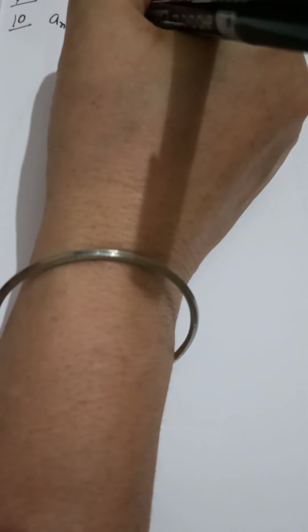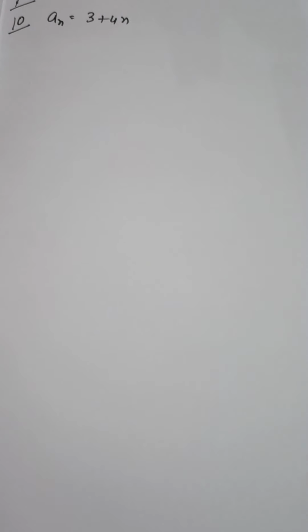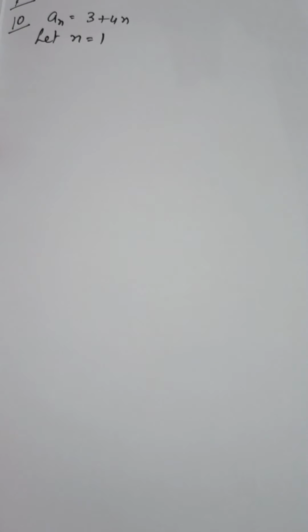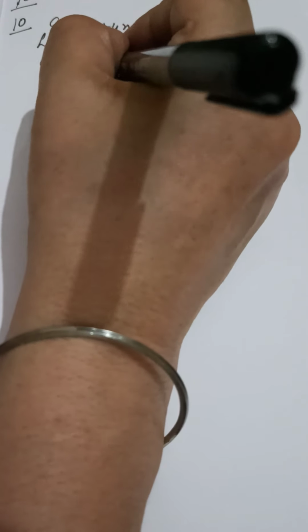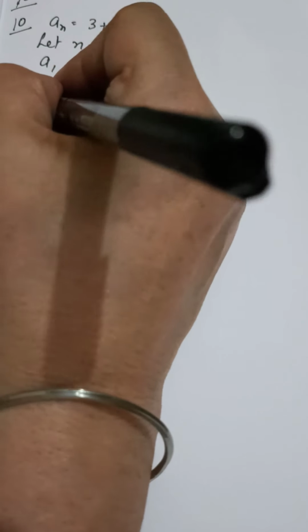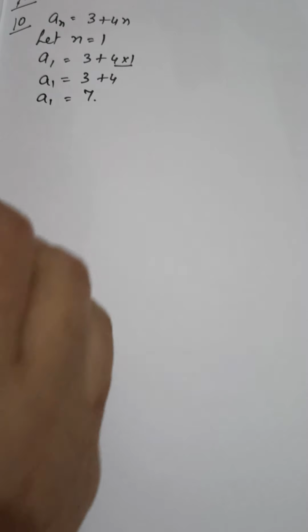Show that these terms form an AP. So first we have to show whether it is an AP or not. What is given to us? An is equal to 3 plus 4n. Let n equal 1. When I fill the value here, we get A1 is equal to 3 plus 4 into 1. So we got 3 plus 4, that is equal to 7. We got the first term, A1, equal to 7.